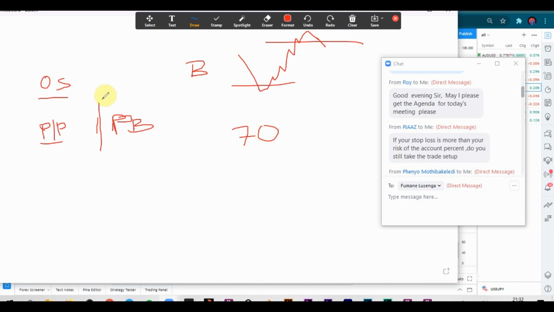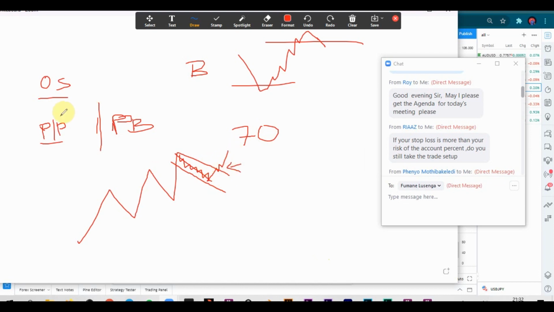Then pattern break. If the market is moving up, it's moving up in impulsive and corrective waves. So when it corrects, make sure that the pattern in the corrective is broken before you enter. Make sure that it is broken, and then you enter after it has been broken.